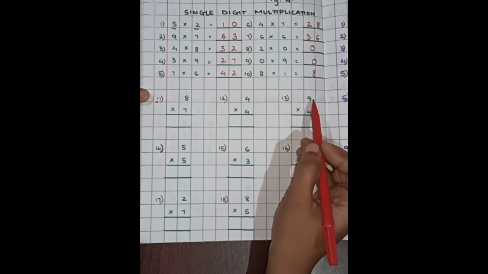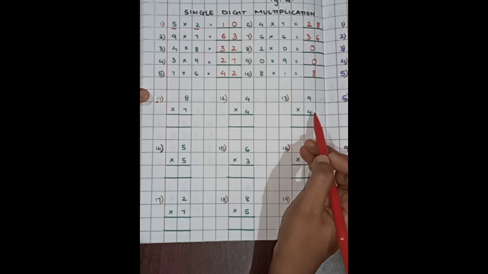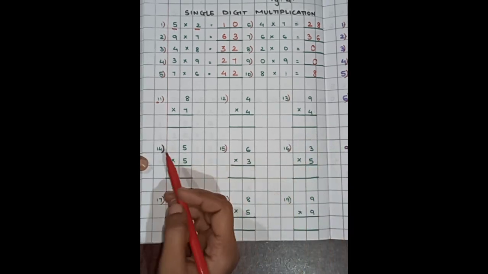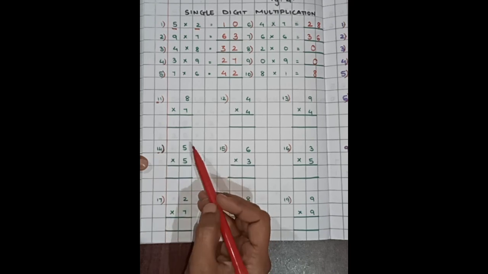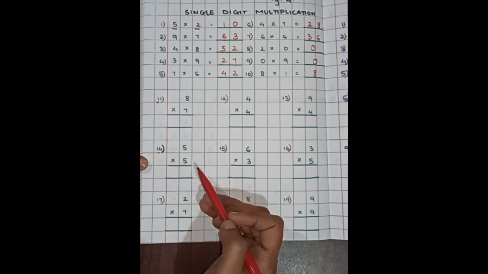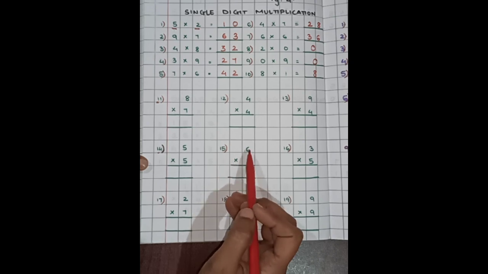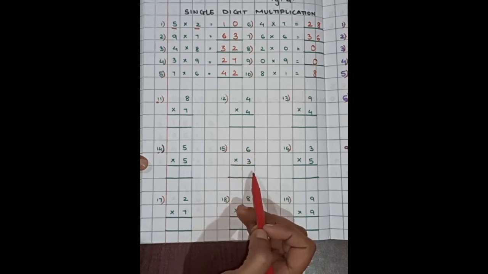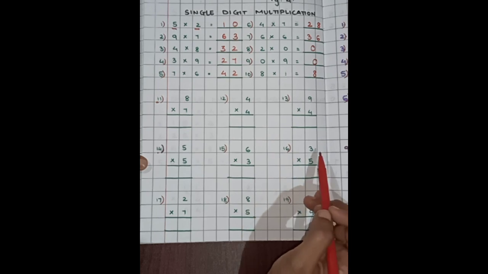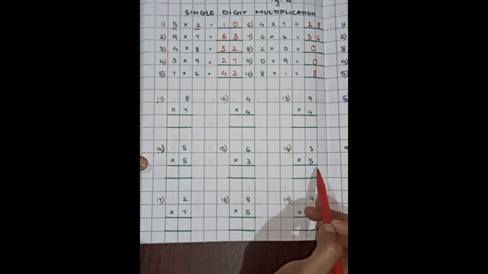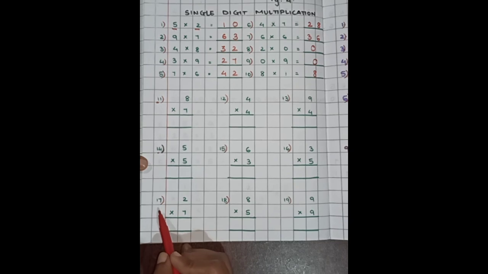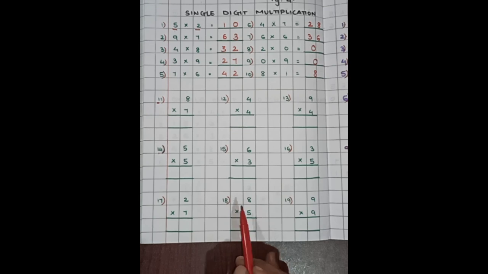The 13th one is 9 into 4. 14th one is 5 into 5. 15th one is 6 into 3. 16th one is 3 into 5. 17th one is 2 into 7. 18th one is 8 into 5. 19th one is 9 into 9.